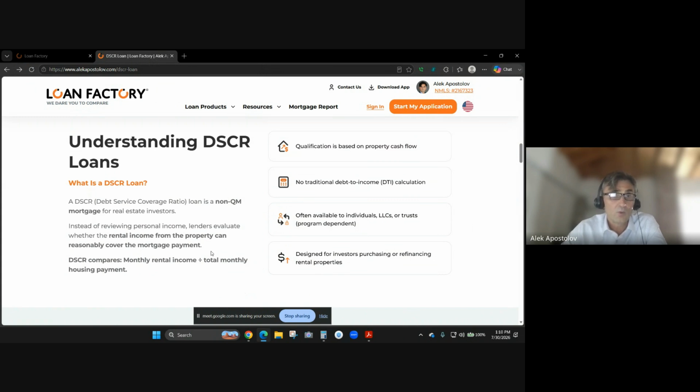Now, what is a DSCR loan? What does it mean? It means debt service coverage ratio. It's basically a non-QM. What that means is that it does not follow Fannie and Freddie guidelines. So that's all it means when it says non-QM type of a mortgage. There is still a type of qualification, but it's again based on the rental income.